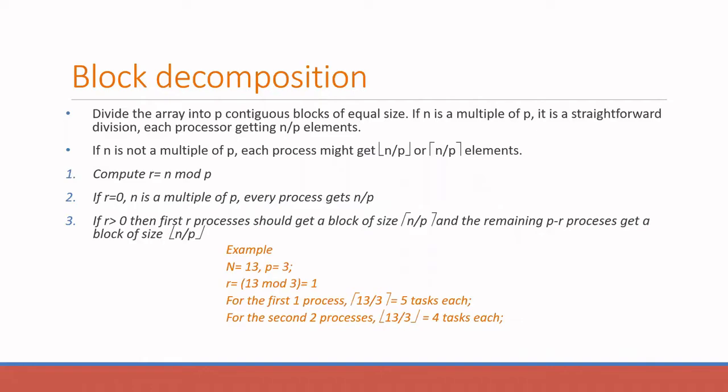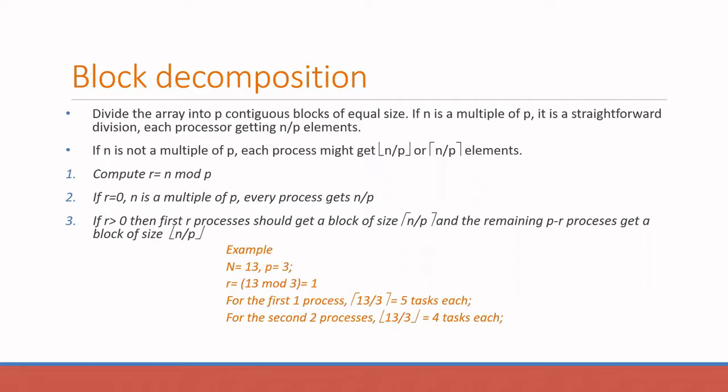So we are going to take an example here. Here we have total number of elements equal to 13. P is equal to 3. What we have to do is compute R. What is R? R is n mod P. N is 13, P is 3. So 13 mod 3 will be 1.